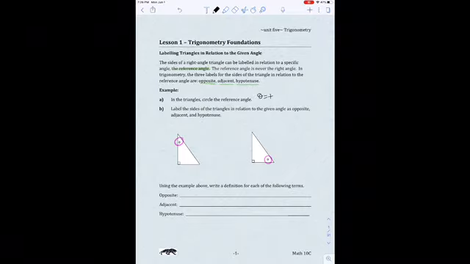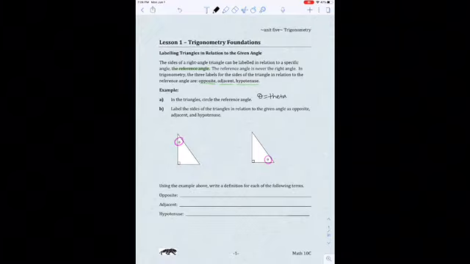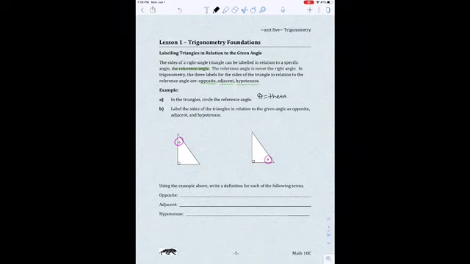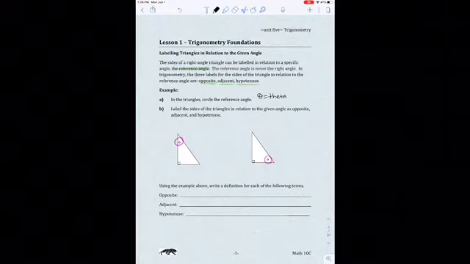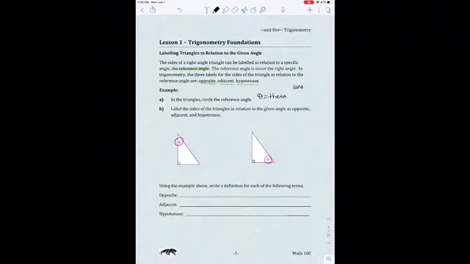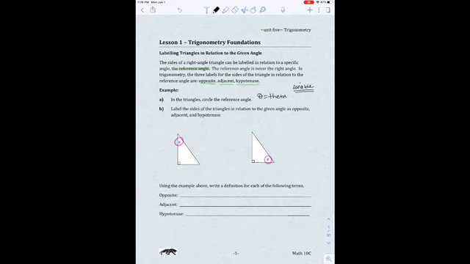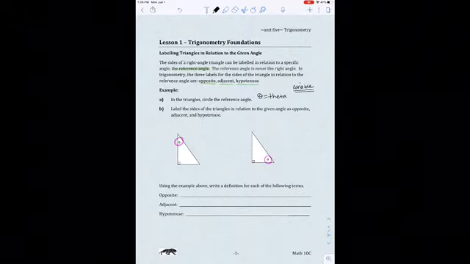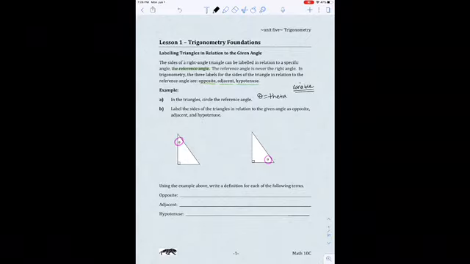Theta is a Greek letter in the Greek alphabet, okay? And we often use Greek symbols for angle variables. Okay, we could use X or Y, but it's a variable. Just like X or Y, but we often use the Greek letters alpha, theta, beta. You'll see those used in trigonometry. Okay, so we've circled the reference angles, good.